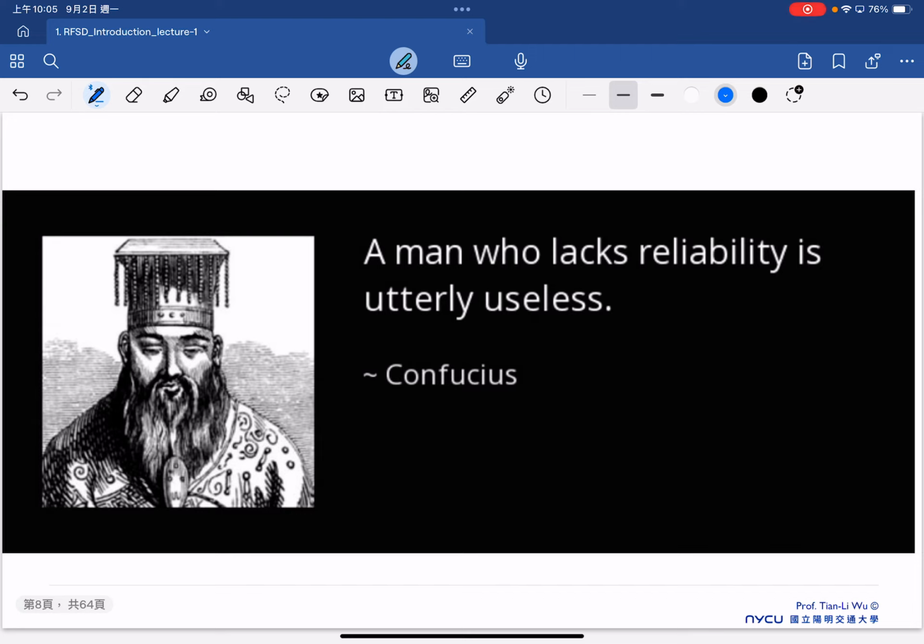So if we go back to one of the genius guys in Chinese history called Confucius, 孔子. Actually, he also talked about one thing. He said, a man who lacks reliability is utterly useless. Translating from Mandarin, it means that if a person has no sense of being reliable, he is a useless person. But actually what he means here is the same if we replace a man with a semiconductor technology.